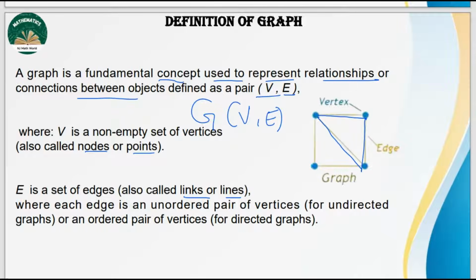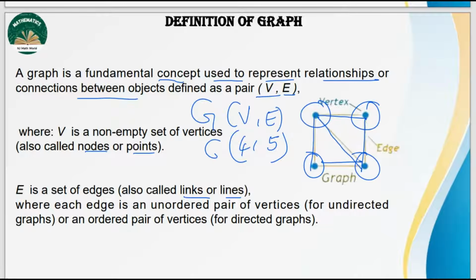So here the lines are called edges. We have 1, 2, 3, 4, and 5 edges, so the number of edges is 5. What is meant by vertex? Vertices are the points. How many points do we have? 1, 2, 3, 4. So we have 4 points. So this graph is made up of 4 comma 5. 4 is the number of points, that is vertices, then E is the edges. Edge means line. We have 5 edges. So usually the graph is represented as V comma E.